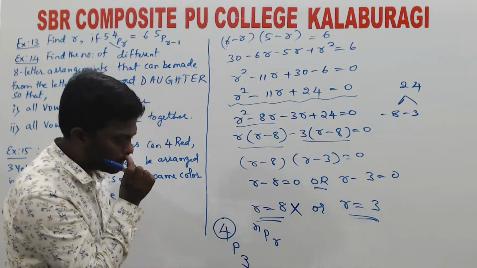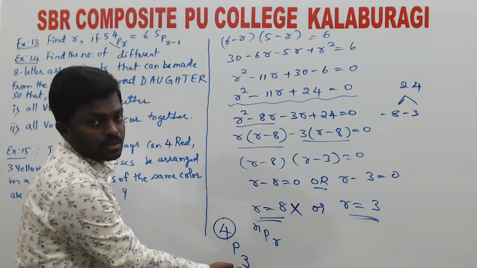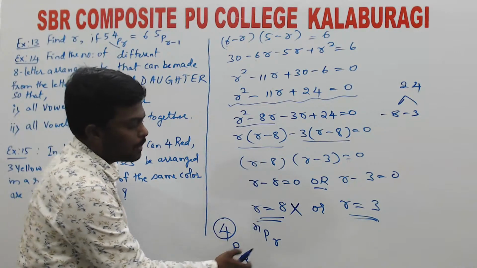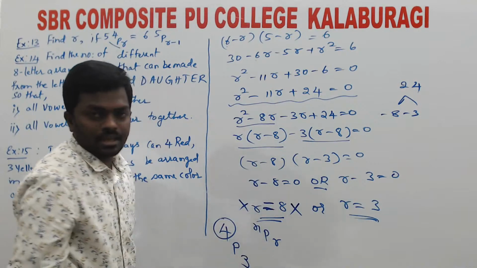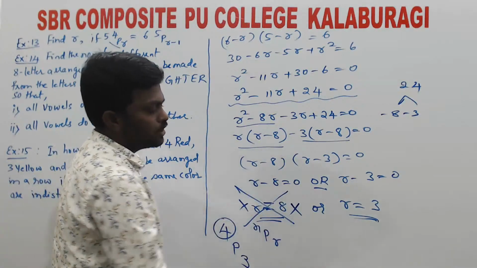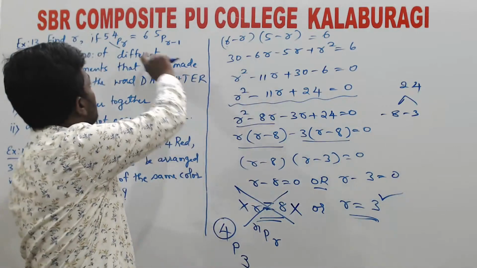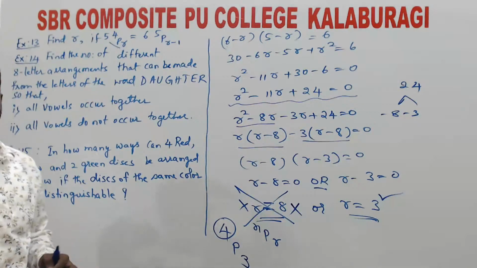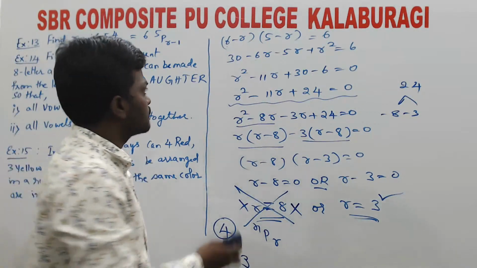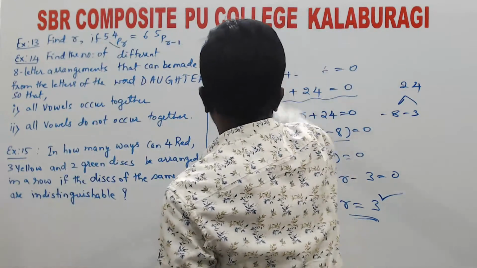3 is possible. Now look here. There are 4 objects with you. Right? So you can give it to 3 persons. This makes sense. But when you take r is equal to 8, it's totally meaningless. So this is to be ignored. So r is equal to 3 is the correct answer for this problem. Is that clear? Okay, so now we shall start with example 14.